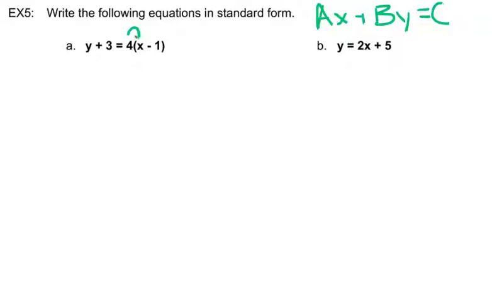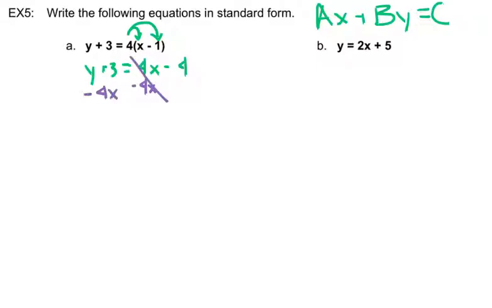So we're going to distribute that 4 to both of these. We're going to be left with y plus 3 equals 4x minus 4. Now, x and y need to be on the same side. So I need to move that x to the other side. So I'm going to subtract 4x from both sides.